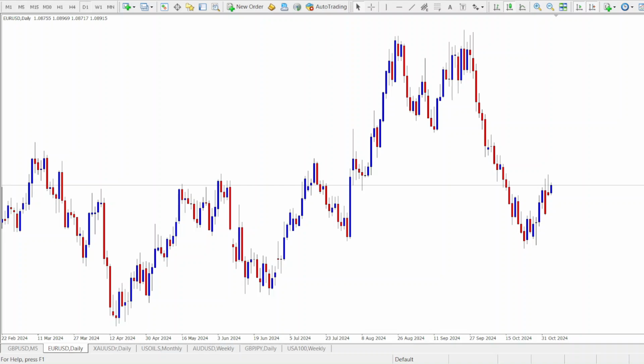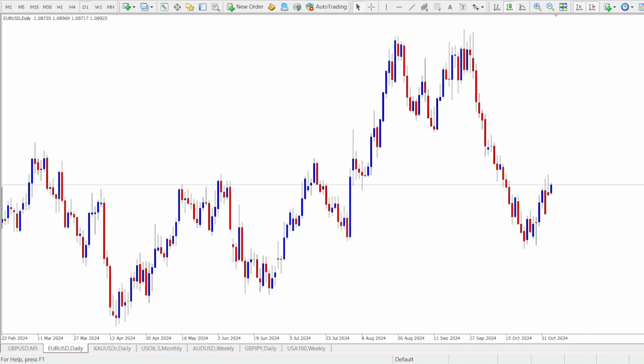Today we are going to be diving deep into a powerful daily forex strategy that is going to help you navigate the markets like a pro. Whether you are a beginner or have some experience under your belt, this strategy can transform how you trade daily. So you might want to grab a notebook and hit that like button, and let's get started.